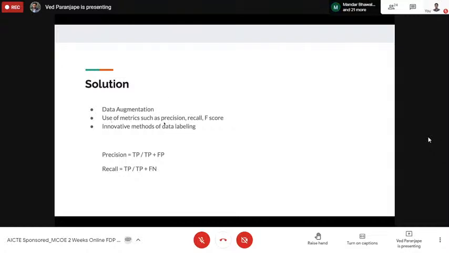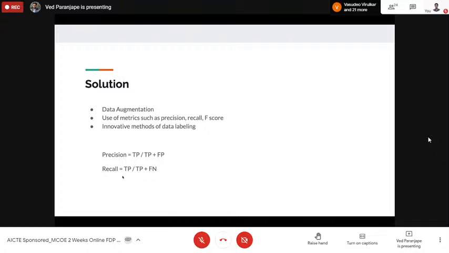Use of metrics such as precision, recall, and F score. I have written down the formula for precision. Precision is true positive upon true positive plus false positive. The definition is that out of all the examples labeled as positive, how many were really positive. As you can see, this very critically analyzes our results, considering only the positive examples.